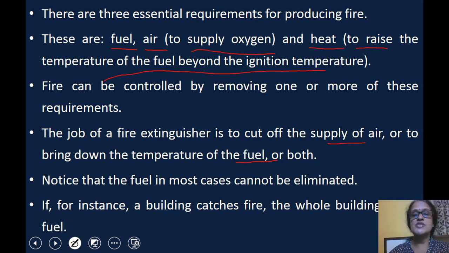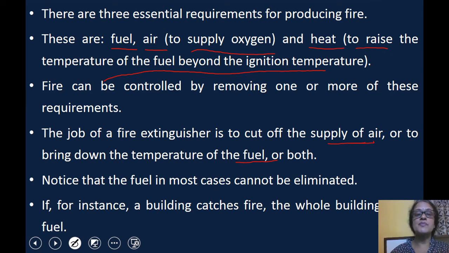So what I was saying, that to control the fire, we can remove one of the conditions which is necessary for combustion, or more than one of the conditions we can remove. So one condition was to cut off the supply of air. How can the supply of air be cut off? Just now we have seen the fire extinguisher. It pours water on the burning building.